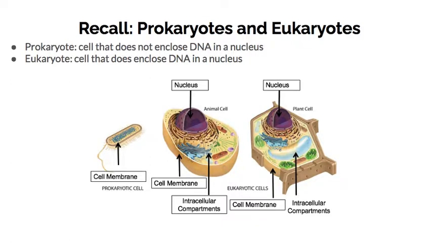So first we're going to have a quick review. Remember we have prokaryotes and eukaryotes. We learned these two terms on our last lesson. Those were vocabulary terms last lesson. Prokaryotes are cells that do not enclose DNA in a nucleus, and eukaryotes are cells that do enclose DNA in a nucleus. If you remember, animal and plant cells were considered eukaryotic, and next lesson we go into the details of those two. But today we're going to focus on prokaryotic cells.